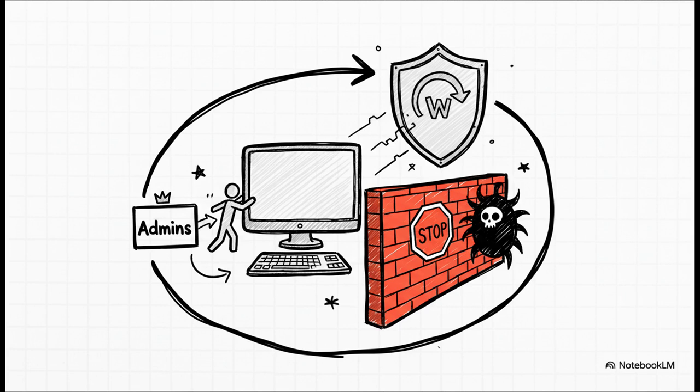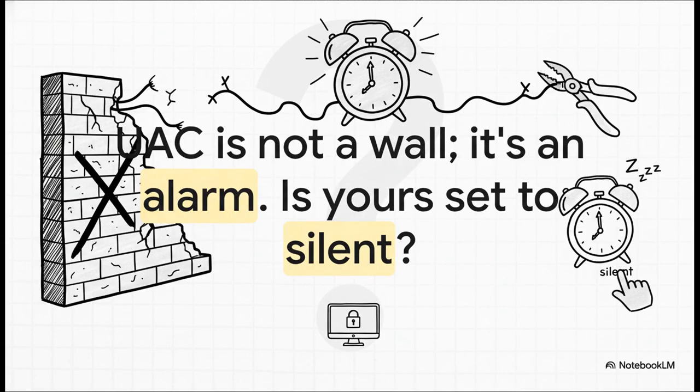At the end of the day, it's best to think of UAC not as some unbreakable wall, but as a really important alarm system. It's designed to tell you when something suspicious is happening. The techniques we've covered today, that's just how attackers try to cut the wires and silence that alarm. So the real question you should be asking yourself is, on your system, is that alarm set as loud as possible or is it running on silent?